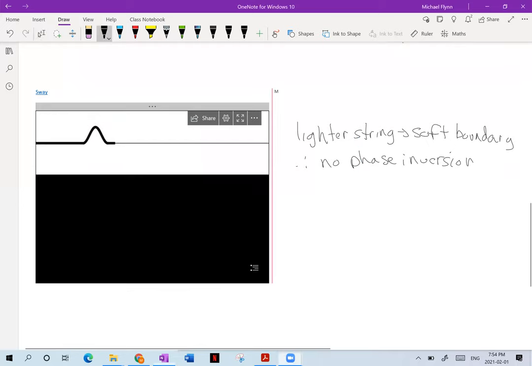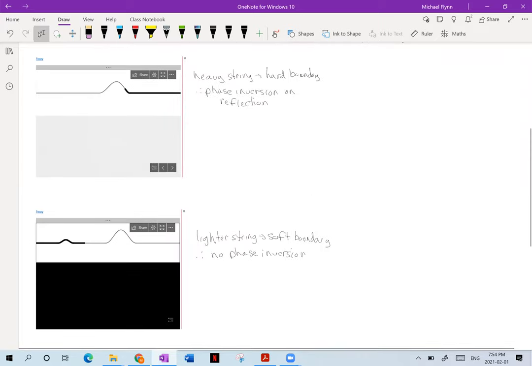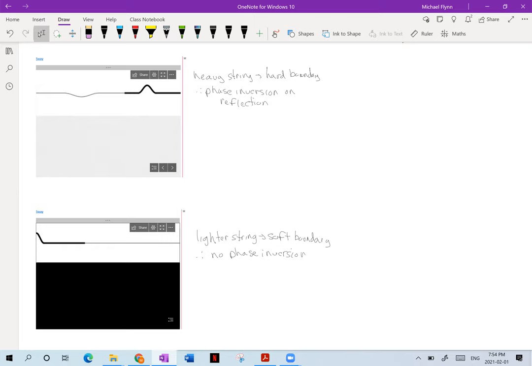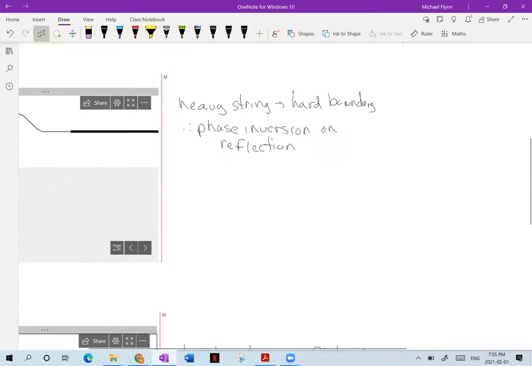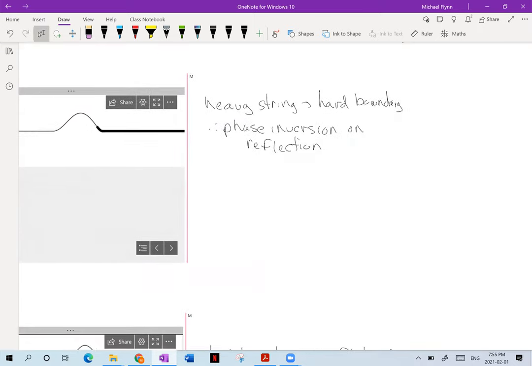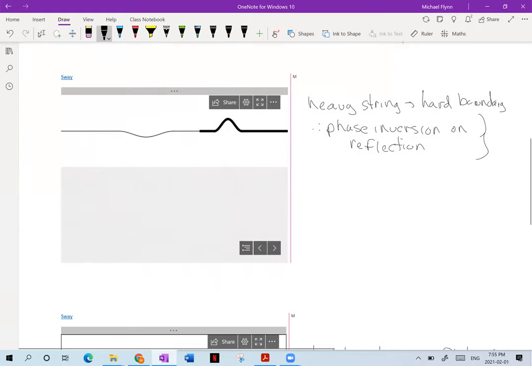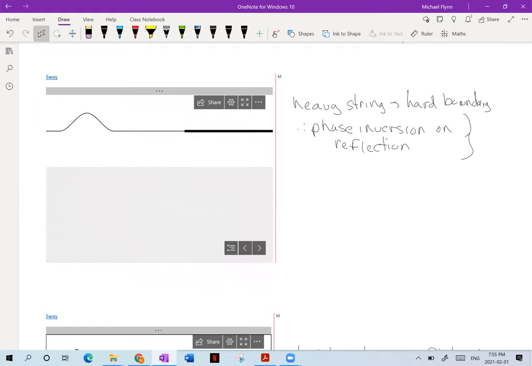And let's scroll up and look at both scenarios together. So you see the difference between these two scenarios. Really, the key difference is that when you start off and the incident pulse is in something light and it bounces off something heavy, it does turn upside down, because hitting something heavy is like a hard boundary. And that's why I wrote here, a heavy string is a hard boundary. And because it's a hard boundary, the reflection is inverted. The crest turns into a trough when it bounces off.